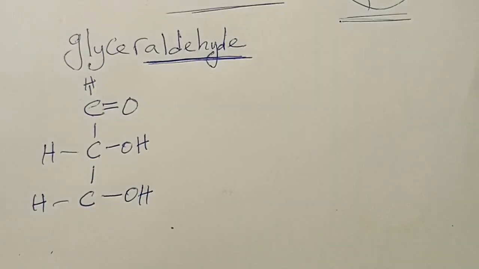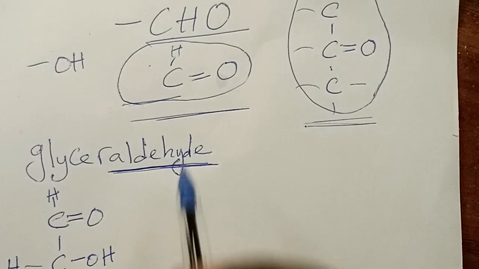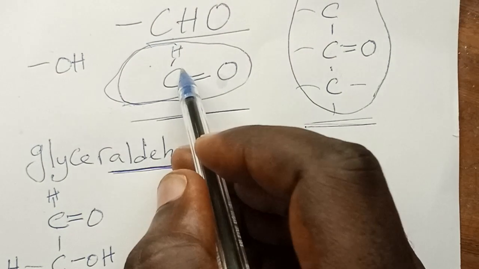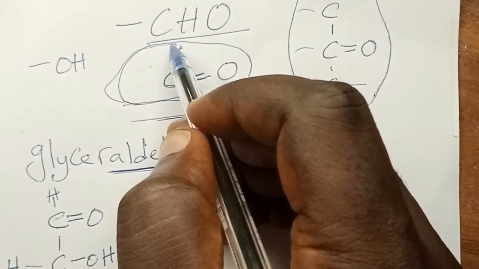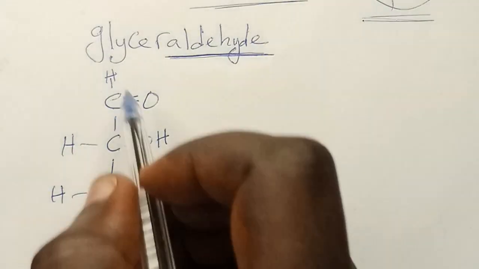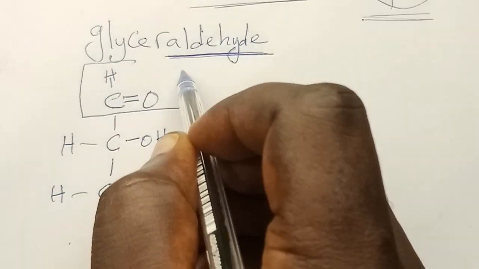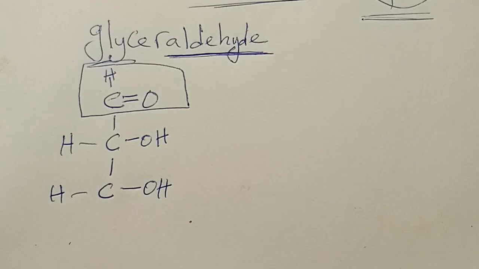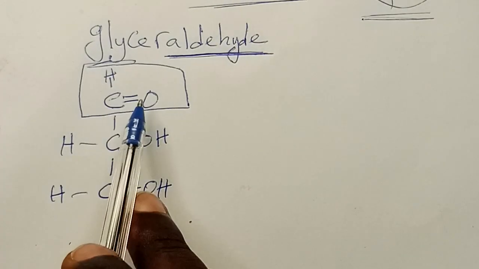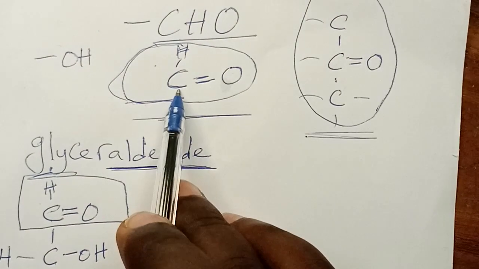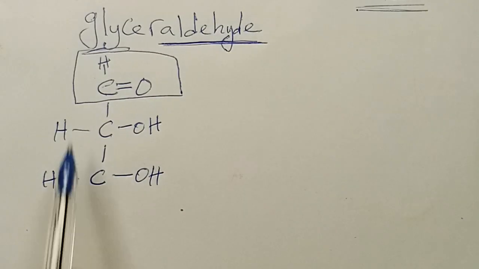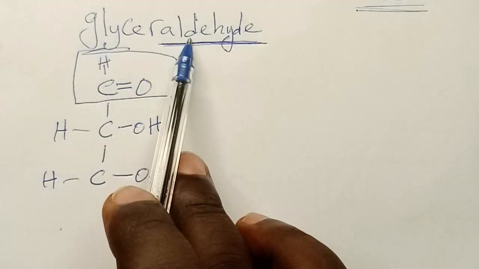And of course, when we talk about the aldehyde group, you already know from the start that this is the aldehyde group where the C is linked to oxygen by a double bond and is also linked to hydrogen. So in this structure, which is glyceraldehyde, this is the aldehyde group here. Why? Because this C is linked by a double bond to O and also linked to H. Therefore, the aldehyde group is here. That gives the structure of glyceraldehyde.